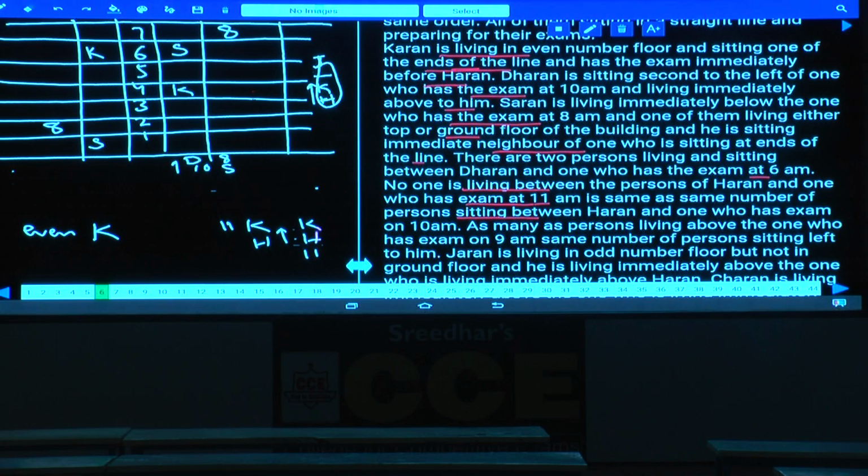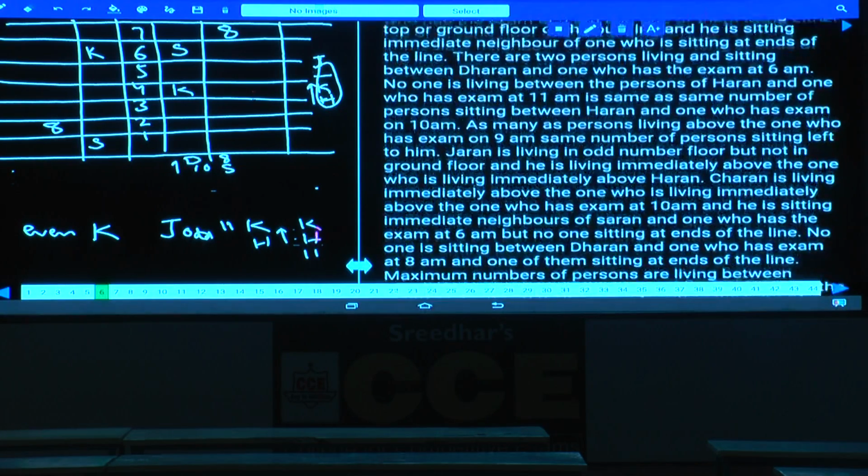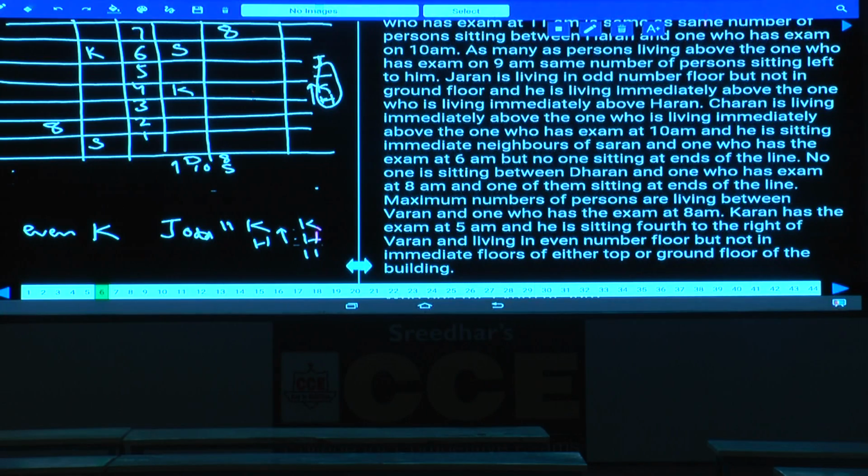As many persons living above the one who has the exam at 9 a.m., the same number of persons to the left of him. Jaran is living on an odd number floor. Now let us take Jaran. Now this Jaran is living on an odd number floor but not on the ground floor. Next one. And he is living immediately above.